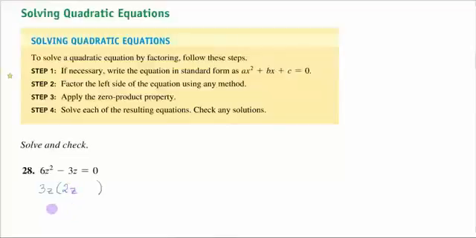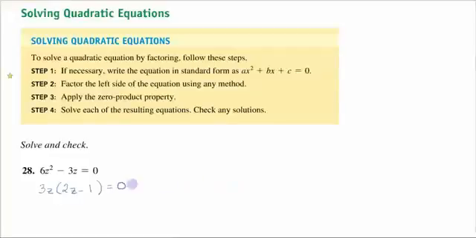Or you can think of it the other way by dividing. 6z squared divided by 3z is 2z. And then I have a negative divided by a positive, so it's going to be negative. 3z divided by 3z is 1, equals 0.